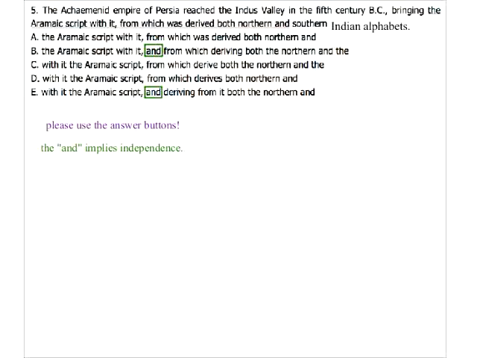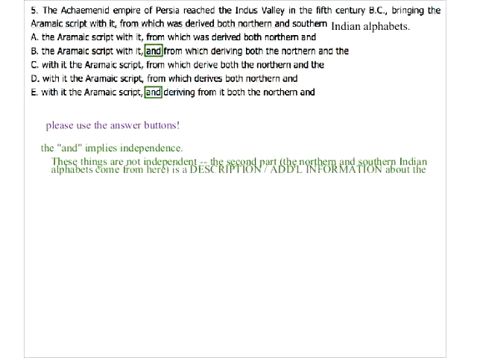These things are not independent, because the second part, the northern and southern Indian alphabets come from here, is a description or additional information about the Aramaic script. So therefore, AND doesn't make sense. So that's one way in which you can eliminate these.